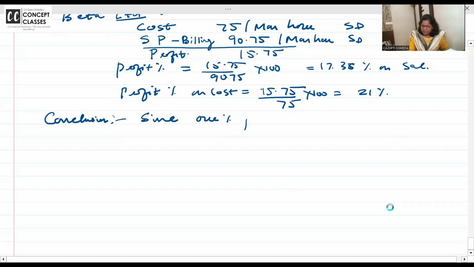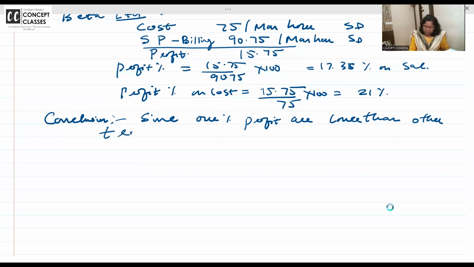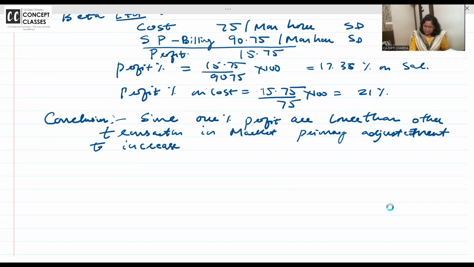Since our percentage profit is lower than other transactions in the market, primary adjustment, meaning the increase in income, must be done. बढ़ाना ही पड़ेगा. तो चलो शुरू करते हैं.